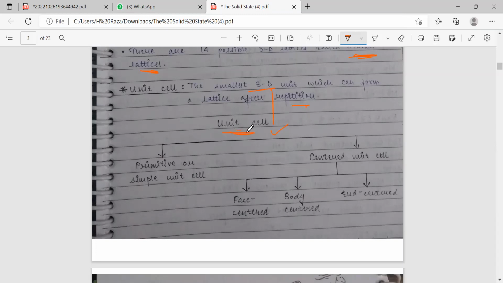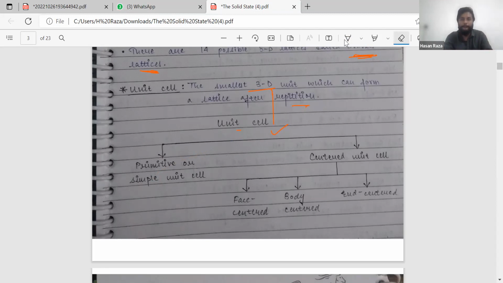Now, this unit cell is of two types, primitive and centered unit cell. What is primitive unit cell? Primitive unit cell is also known as simple unit cell. And in our syllabus, we have only cubic. There will be seven different types of unit cell, and we need to study more about cubic.